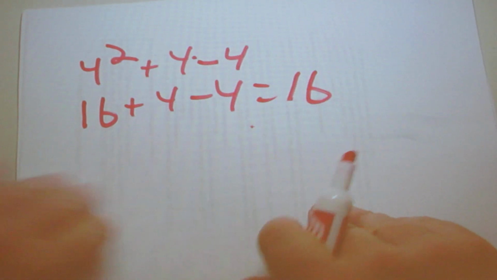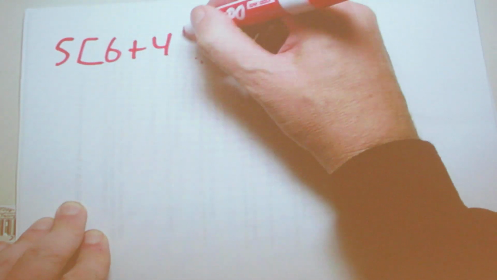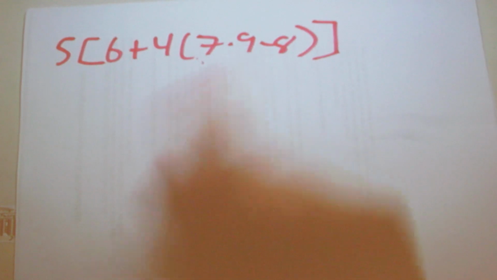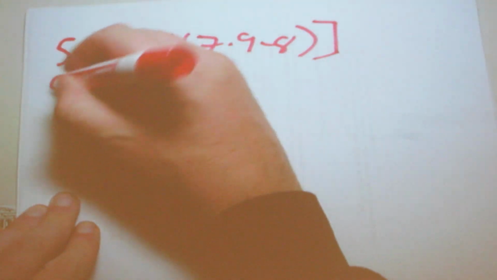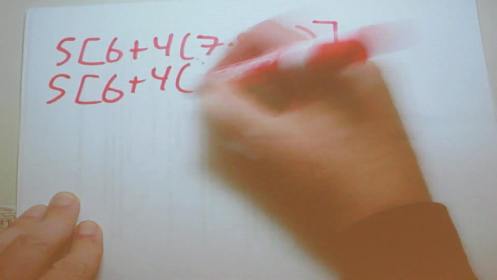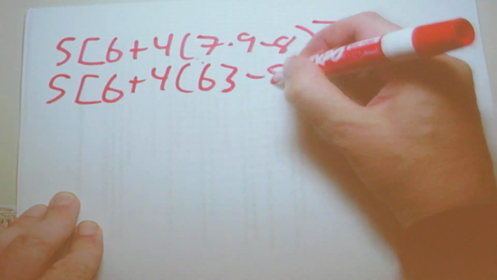Okay, the next one is going to be one that has more to it. So let's say we have 5, and then a bracket, 6 plus 4, parentheses, 7 times 9 minus 8, close the parentheses, close the bracket. So we have to do the very inside first, and there we're going to do the multiplication first. So the 7 times 9, everything else we bring down, and we're going to get 63 minus 8.